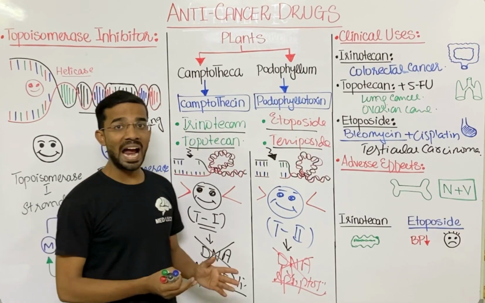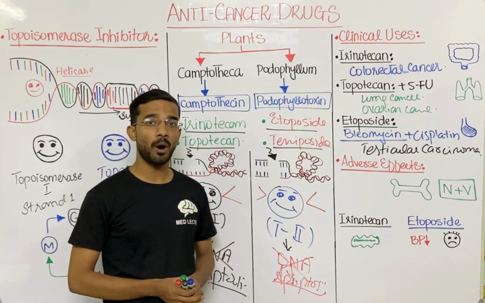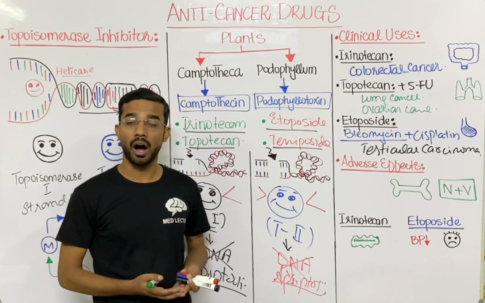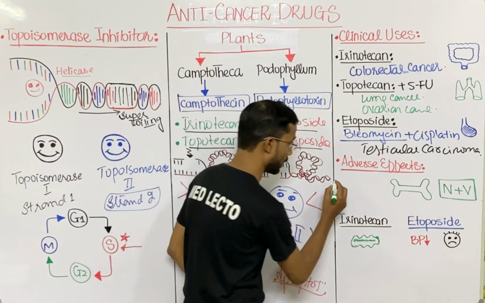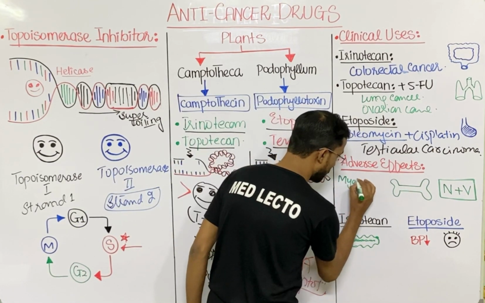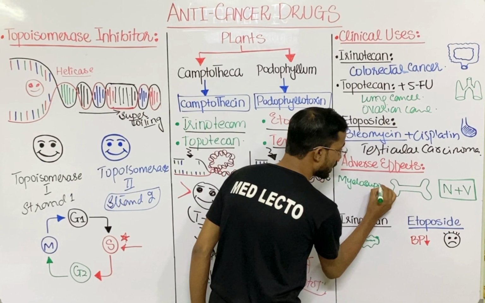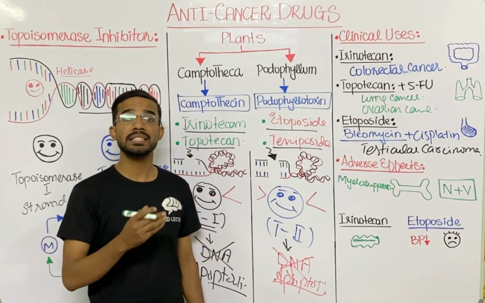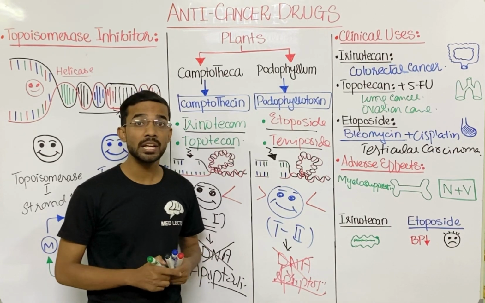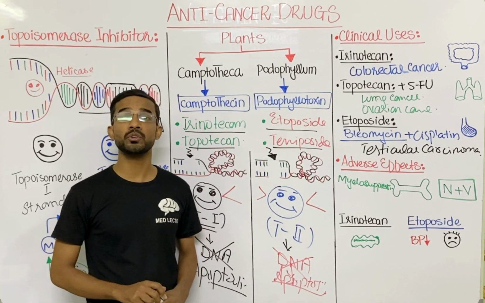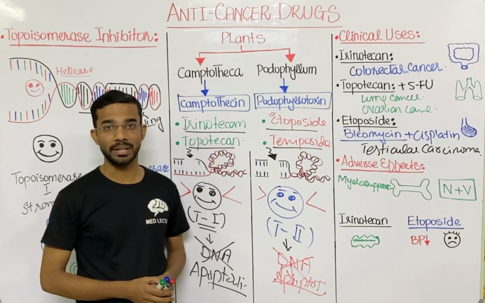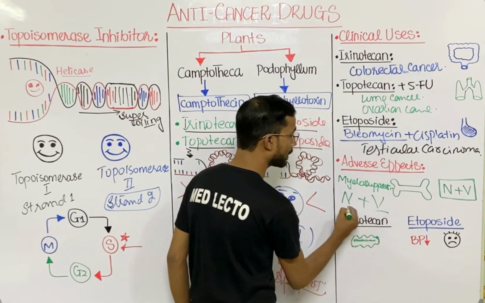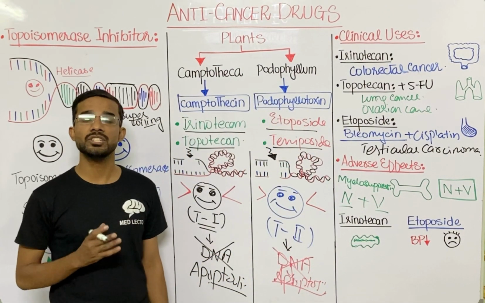So if we look at the adverse effects of the topoisomerase inhibitors, the common adverse effect, the most important, is myelosuppression. Myelosuppression, suppression of the bone marrow and ultimately the cell lineage. Specifically, you will see, most important, neutropenia, low count of neutrophils. Okay, and you will see nausea along with vomiting. Okay, these are basically the general adverse effects.